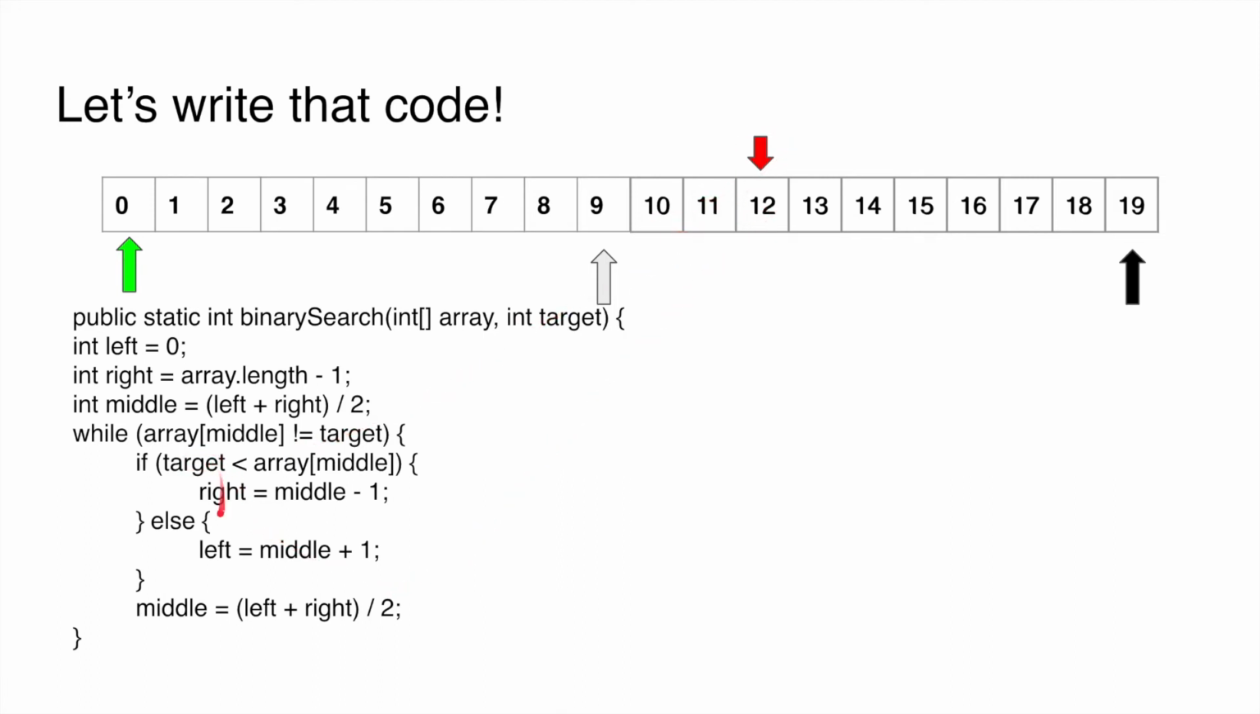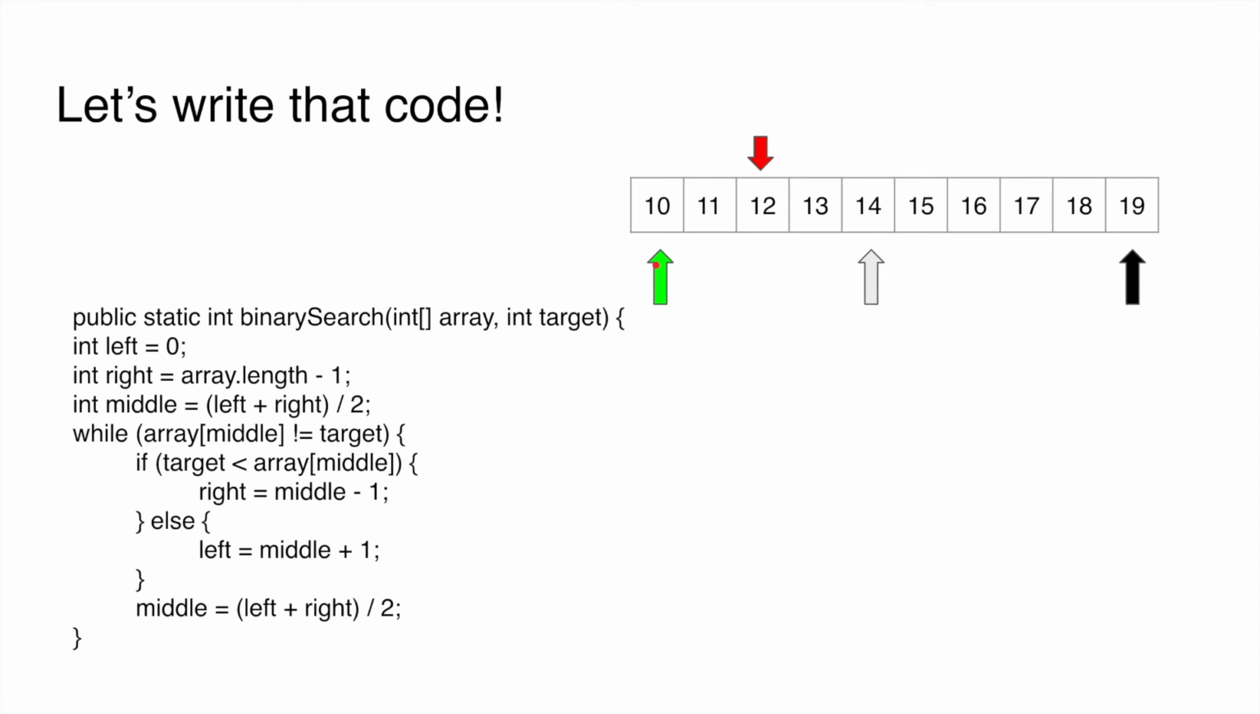So the target is not less than. So I'm going to take my left and bring this all the way over to the right-hand side. So now I'm searching the right-hand side of my array. My right stayed the same. My middle went to the new middle of my left and my right. I'm going to loop back up. Is my middle at my target? And the answer is no.